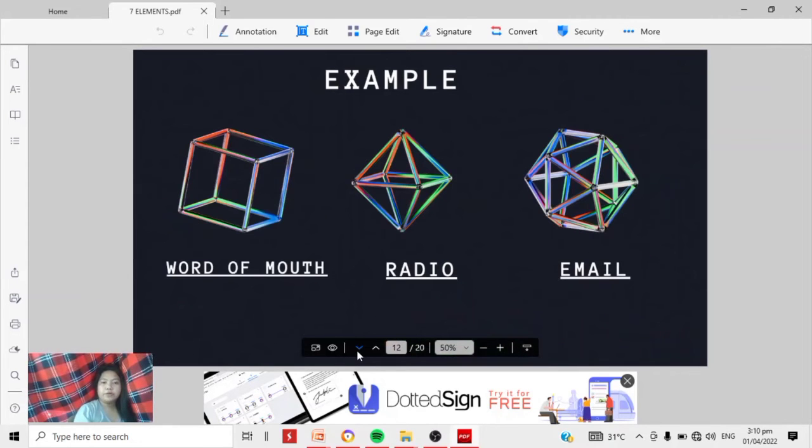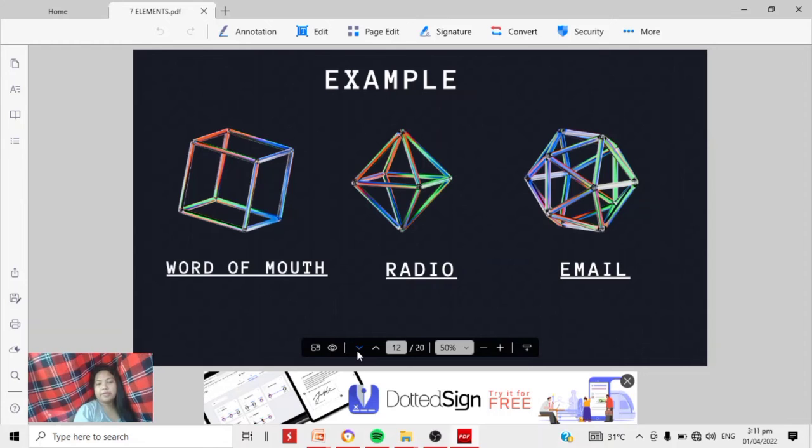The examples are word of mouth, the radio, and email. Word of mouth is like talking by phone. Yes, the account secretary is going to talk to the other company's secretary to inform them that they have a meeting, that they have something to talk about, about their projects or their products.